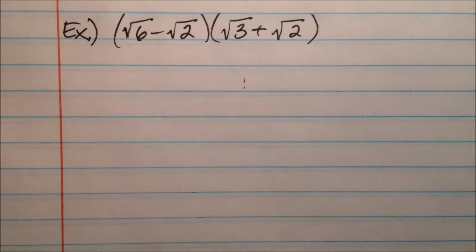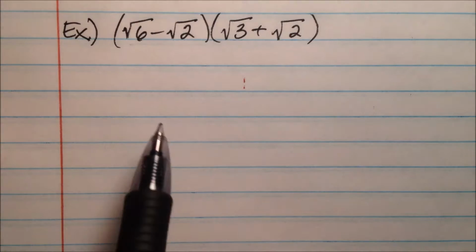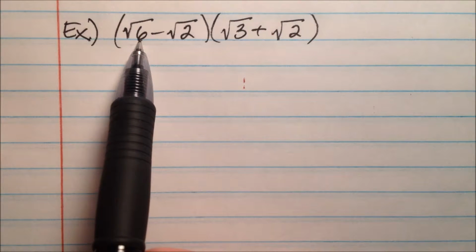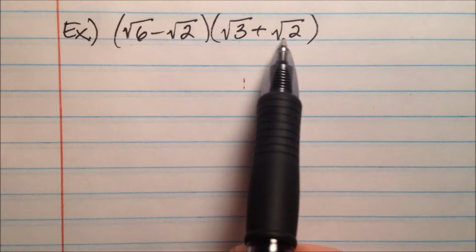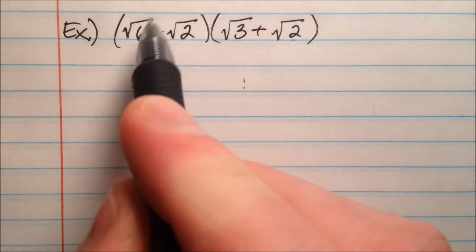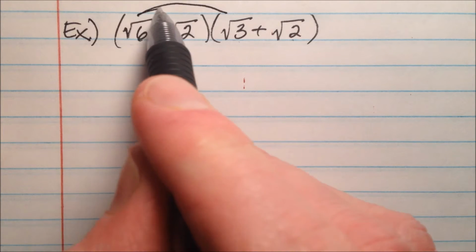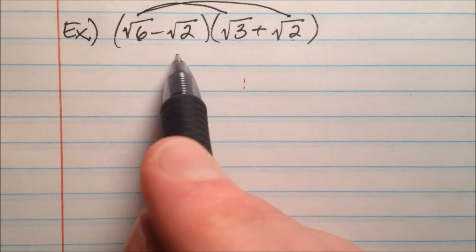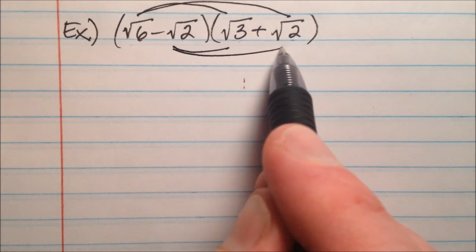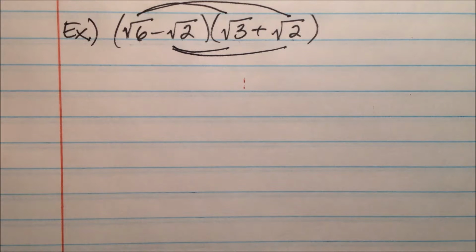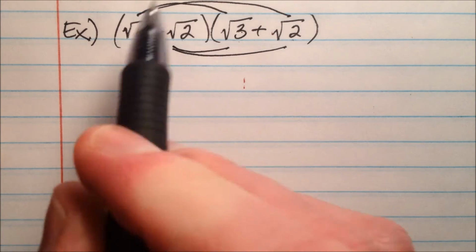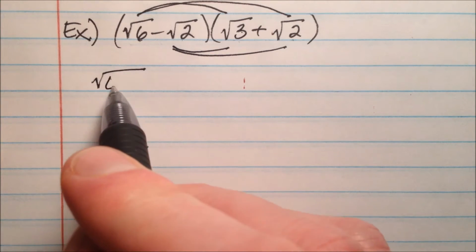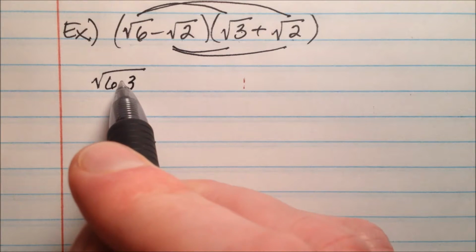In this example, we're going to be using FOIL again to multiply the radical 6 minus radical 2 times radical 3 plus radical 2. So when we distribute this radical 6 through both of those terms, and then this negative radical 2 to both of those terms, we'll see what we have and put together hopefully any like terms that we have. So the first one will be the square root of 6 times the square root of 3. So that'll be the square root of 6 times 3.